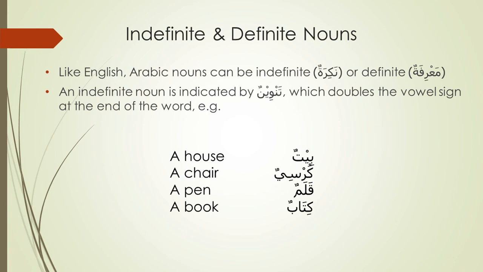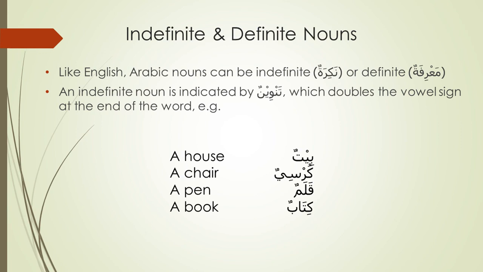And the indefinite noun is indicated by a tanween. We should all know what a tanween is. It can be a dhammatain, it can be a fathatain, or it can be a kasratain. In this case, we have a dhammatain. The fathatain and the kasratain will come to us soon. For now, we have a dhammatain.